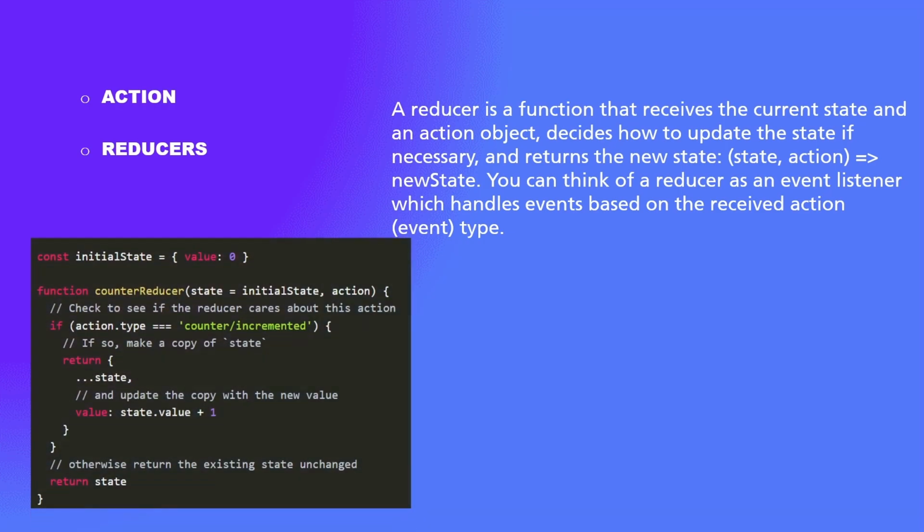Let's see the example. Here you can see the function and you can see the state and action. So with this action, the reducer will identify which operation should be performed and it will return new data. So the value will be updated here.